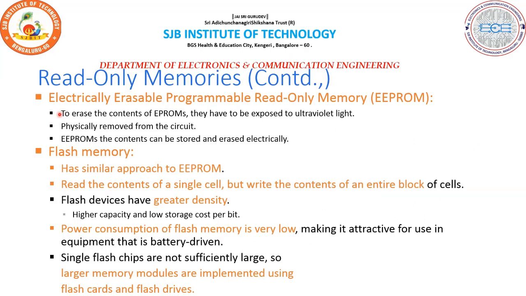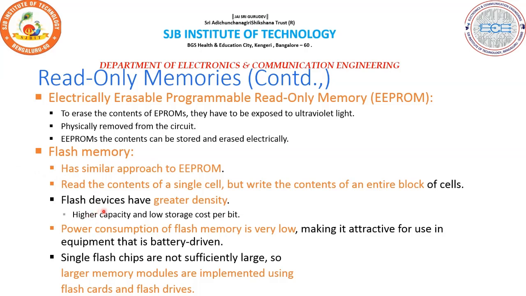The other type is the electrically erasable programmable read-only memory. To erase the content of an EPROM, it has to be exposed to ultraviolet light and physically removed from the circuit, whereas in EEPROMs the contents are stored and erased electrically. Another type is known as flash memory, which takes a similar approach to EEPROM: it can read the content of a single cell but writes the content of an entire block of cells.